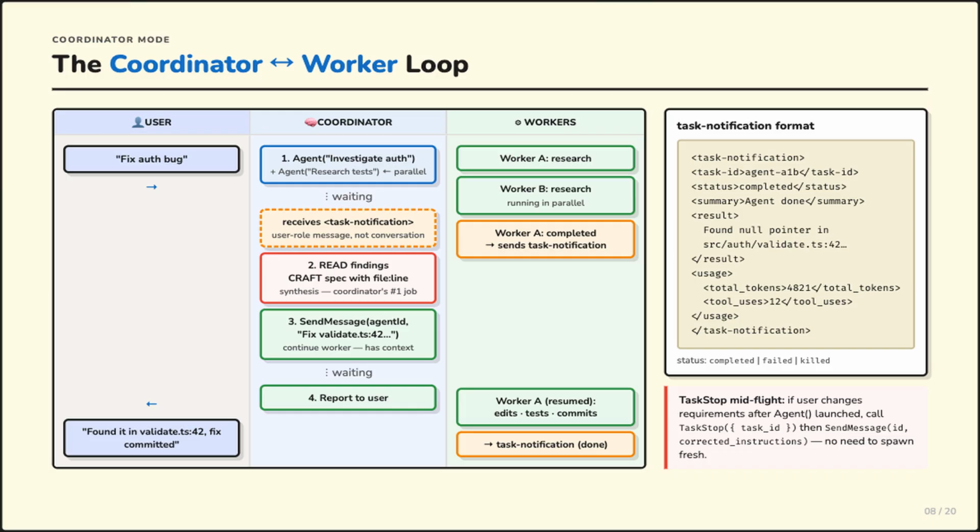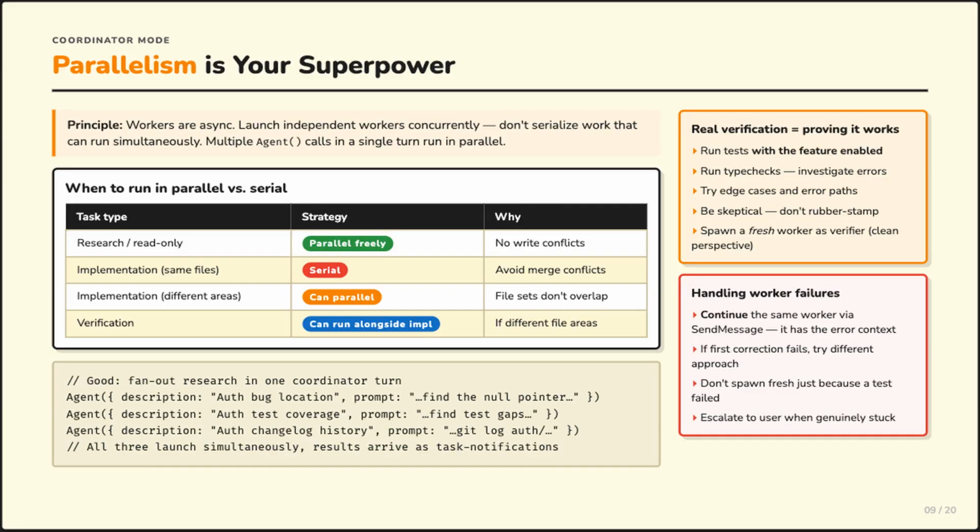Parallelism is the coordinator's superpower. Read-only research tasks can run in as many parallel workers as you want. There are no write conflicts. Implementation workers should be serialized per file set to avoid merge conflicts. But different file areas can run in parallel. Verification can often run alongside implementation if they're in different parts of the codebase. When a worker fails, don't spawn fresh immediately. Continue the same worker with send message because it already has the error context and knows what it tried.